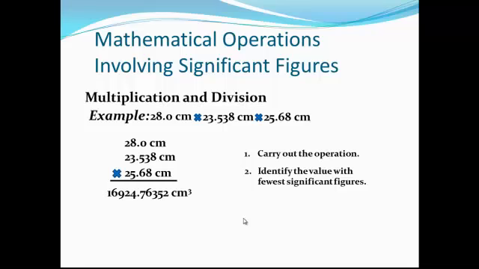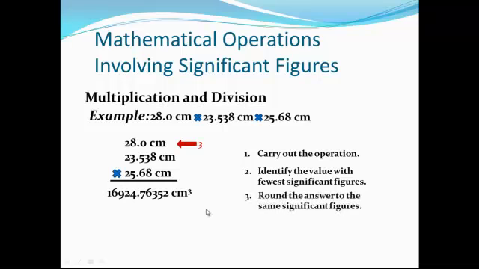Then you start identifying the values with the fewest significant figures. This one has 4, this one has 5, and that one has 3. So this one has 3 significant figures, and your answer cannot have more than 3. So your answer has to have 3 significant figures: first significant figure, second, and the third. So your answer has to round at the 9.